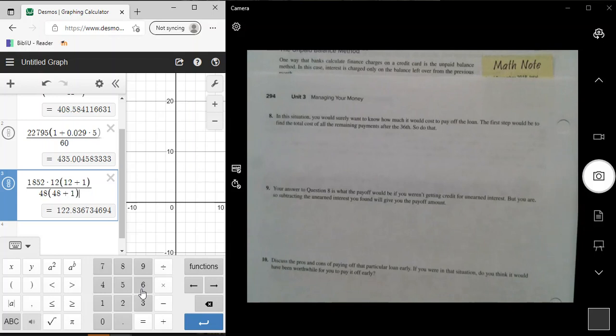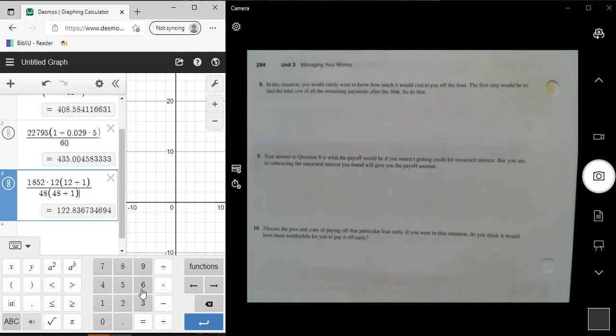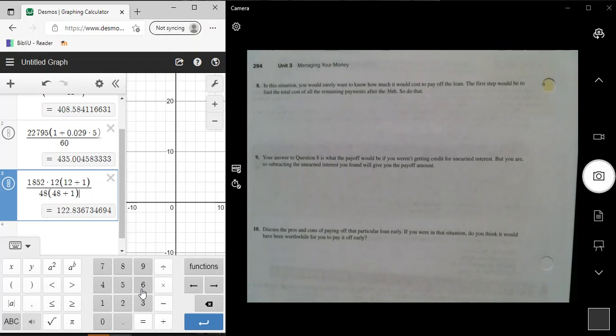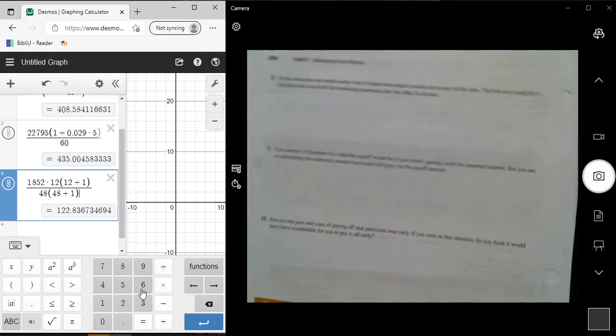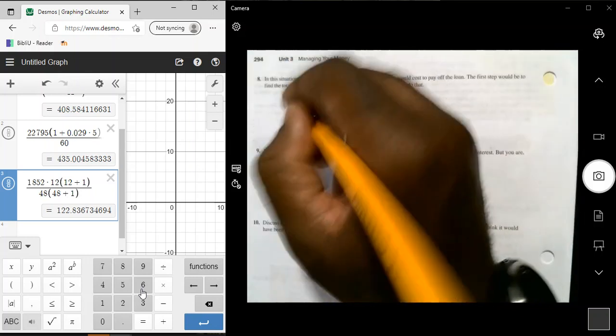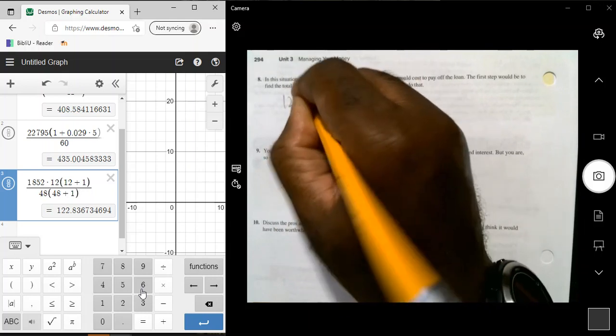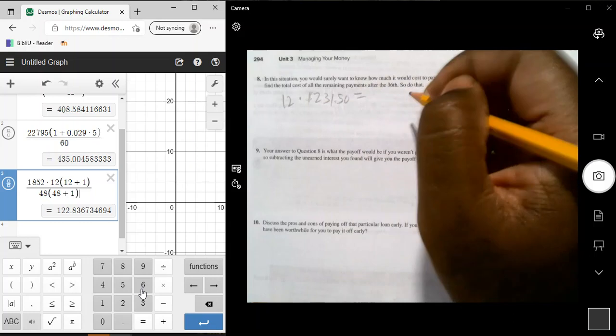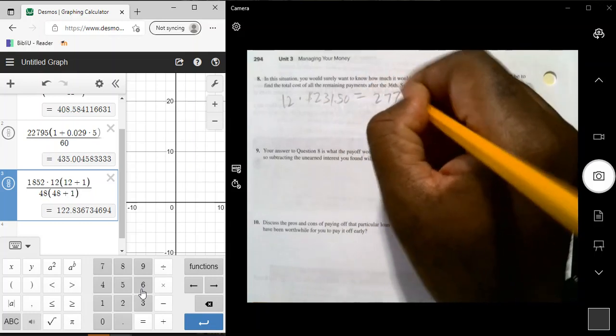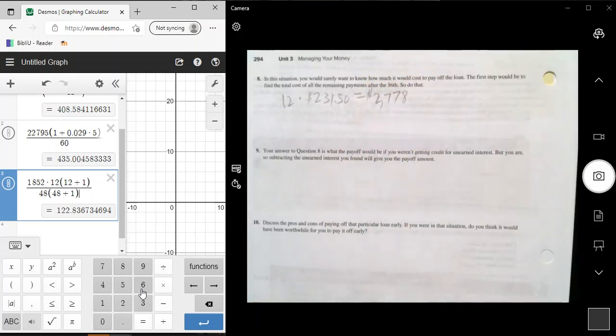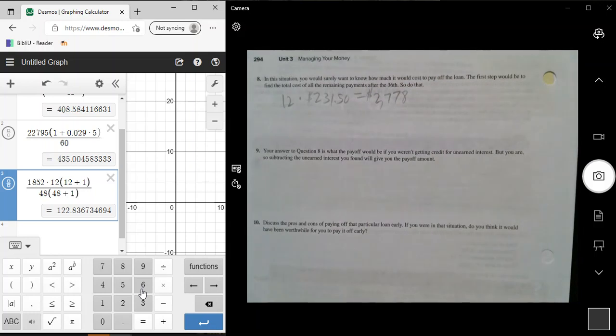Okay, now number 8. It says, in this situation, you would surely want to know how much it would cost to pay off the loan. The first step would be to find the total cost of all the remaining payments after the 36. So do that. So now we will have 12 times the $231.50. So that's how much will be left. So that's $2,778. Now that includes interest as well.